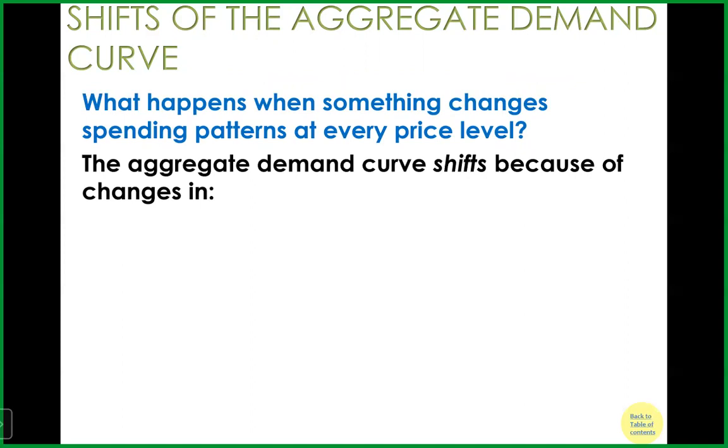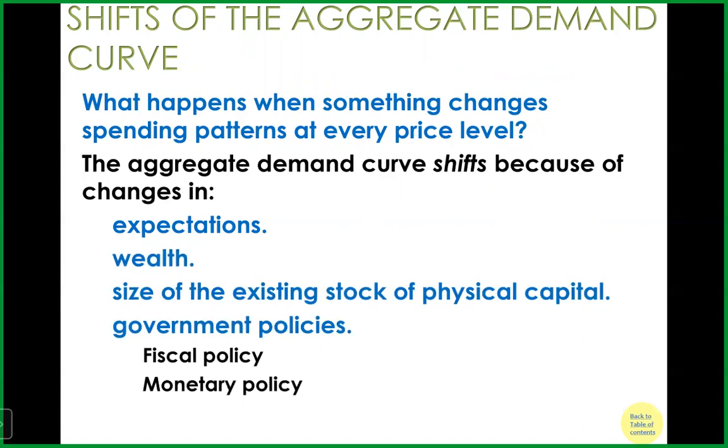Now let's see what can cause this aggregate demand curve to shift. This is pretty much similar to the micro level, okay? The aggregate demand curve shift can be caused by the following reasons. First, let me list those things and then we go one by one: expectation, wealth, size of the existing stock of physical capital, and government policy.